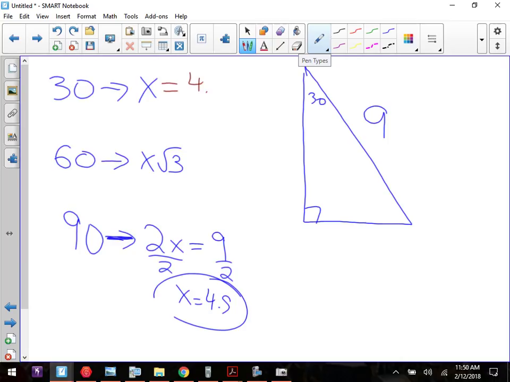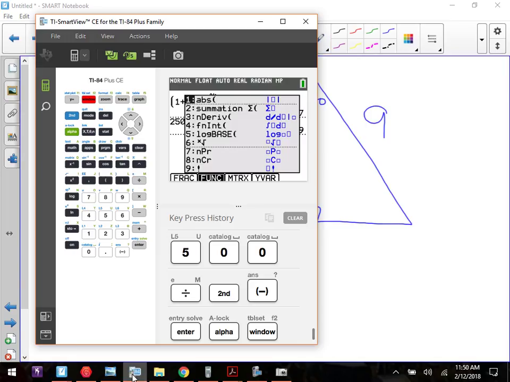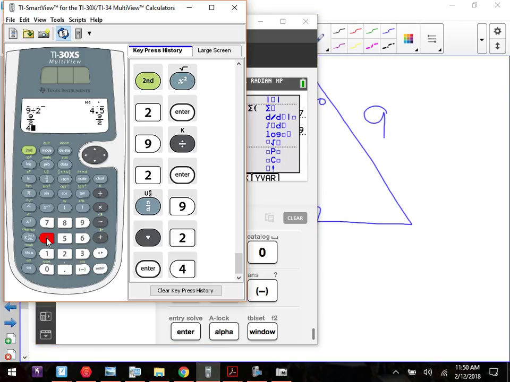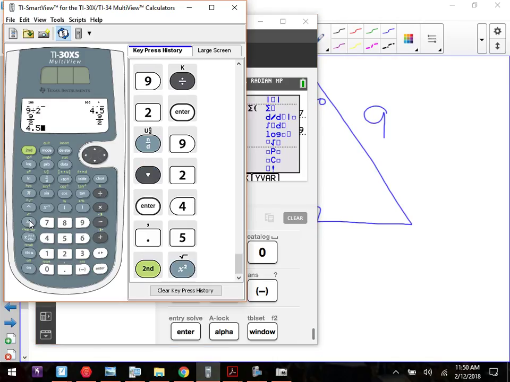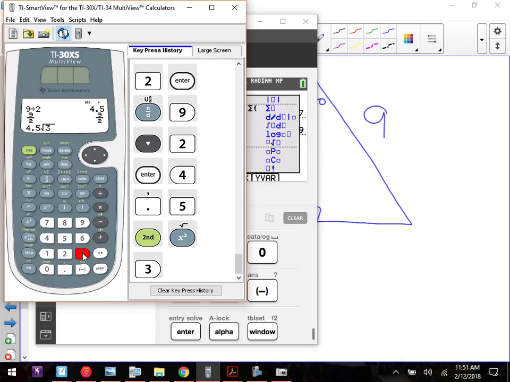This would equal 4.5. This would equal 4.5 times the square root of 3. Well, if I type that in my calculator, different calculator, what happens a lot of times with the multi-view, if you put it in with a decimal, it's going to spit out a decimal.